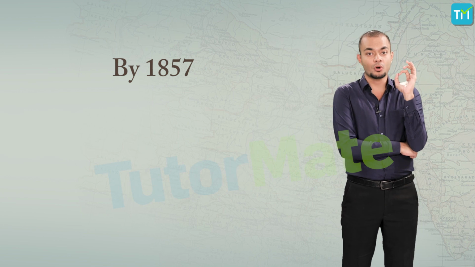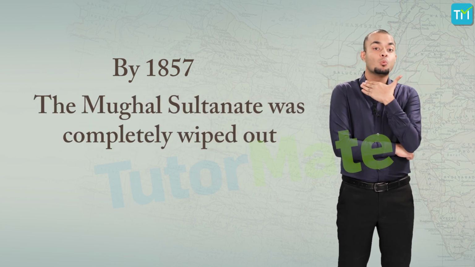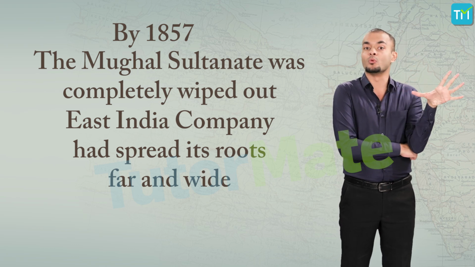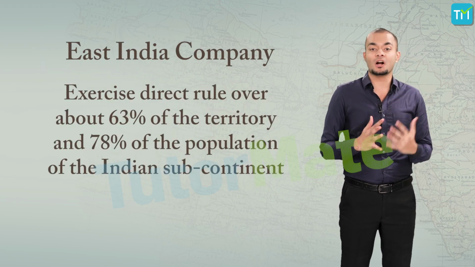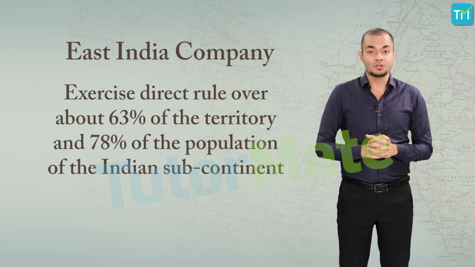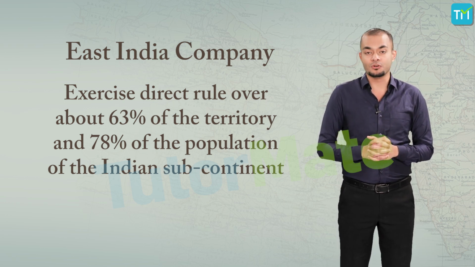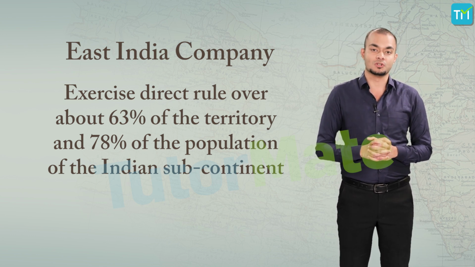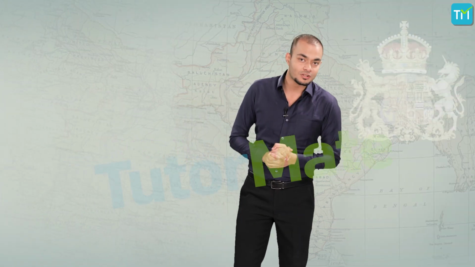So by 1857, by the time the Mughal Sultanate was completely wiped out, the East India Company had spread its roots far and wide. It came to exercise direct rule over about 63% of the territory and 78% of the population of the Indian subcontinent. This, combined with its indirect influence on the remaining territory and population of the country, meant the East India Company had virtually the whole of India under its control.